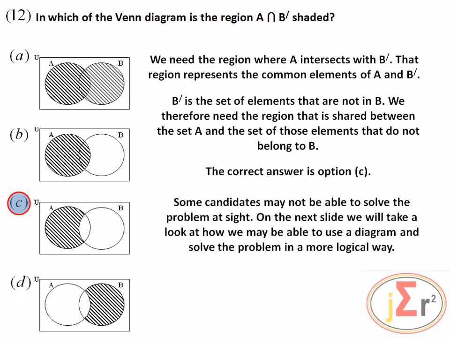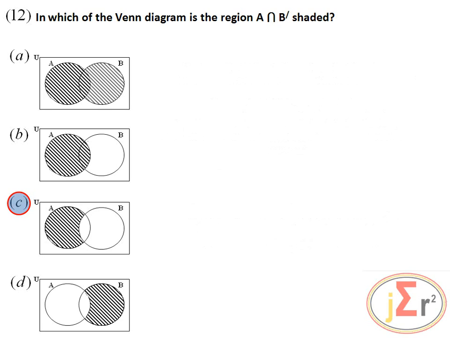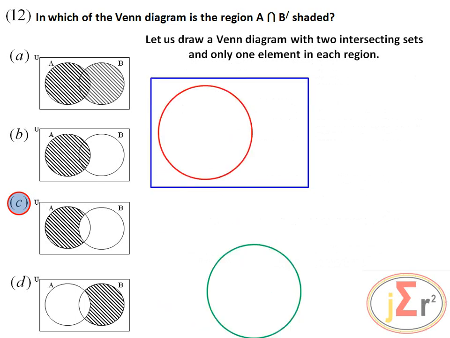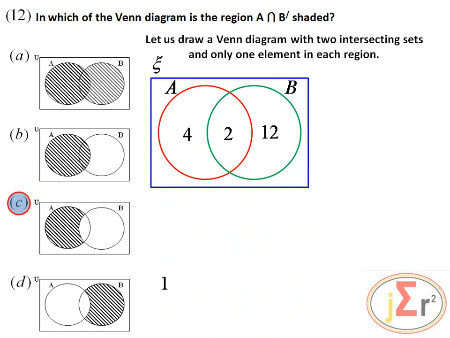Some candidates may not be able to solve the problem at sight. On the next slide, we will take a look at how we may be able to use a diagram and solve the problem in a more logical way. Let us draw a Venn diagram with two intersecting sets and only one element in each region. That is, we have one element unique to A, one in the intersection, one unique to B, and one that is not in any of the sets but inside of the Venn diagram nonetheless.